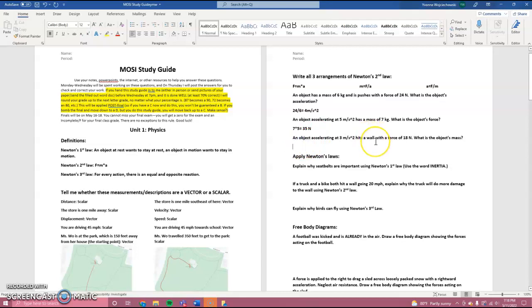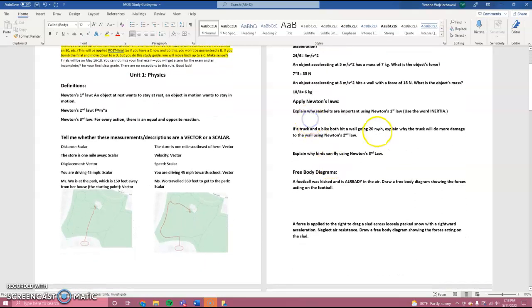An object accelerating at 3 meters per second squared hits a wall with a force of 18 newtons. What is the object's mass? We're solving for mass. We're going to take our force and divide by acceleration. So we have our force of 18 newtons divided by 3 meters per second squared. 18 divided by 3, if you didn't know, is 6. And since that is our mass, it's 6 kilograms.